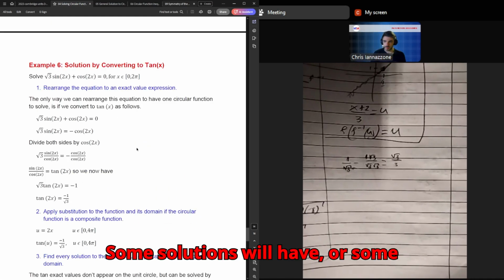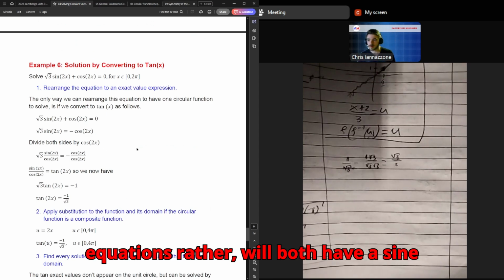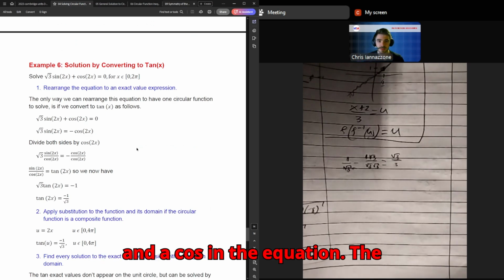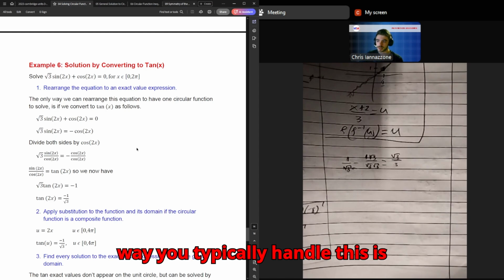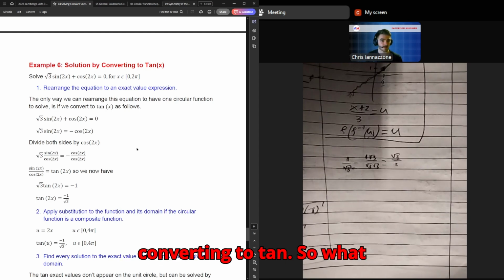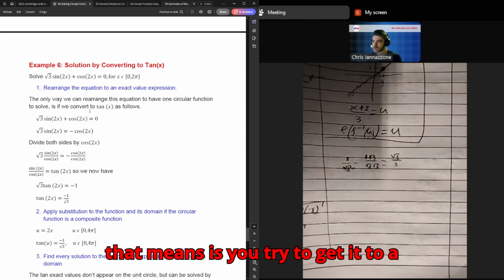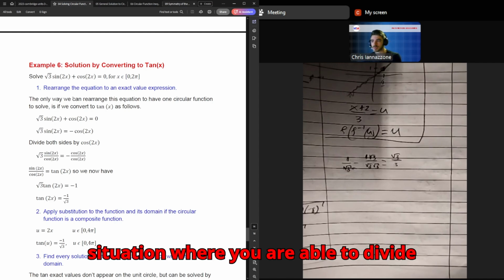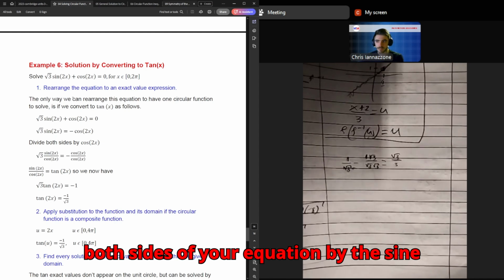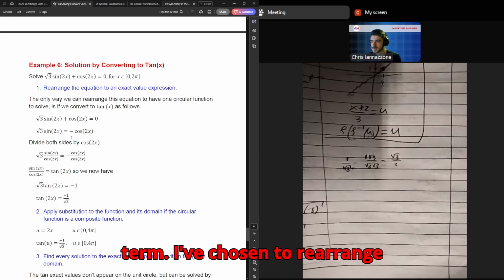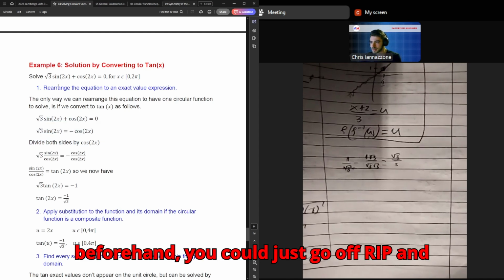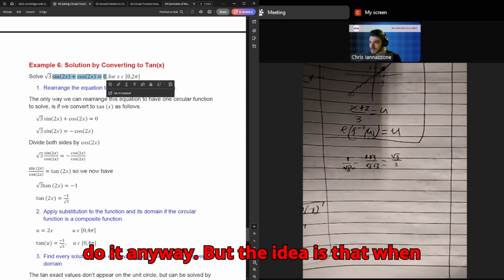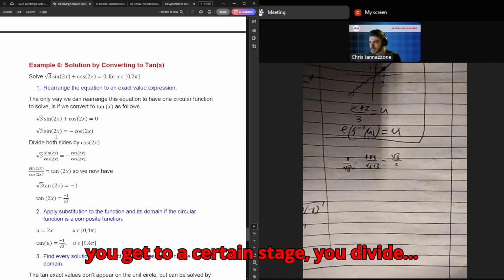Some equations will have both a sine and a cos in the equation. The way you typically handle this is converting to tan. So what that means is you try to get it to a situation where you are able to divide both sides of your equation by the sine term. I've chosen to rearrange beforehand. You could just go off rip and do it anyway. But the idea is that when you get to a certain stage, you divide.